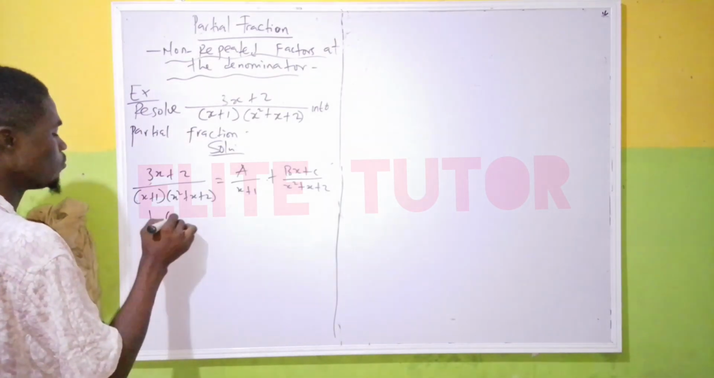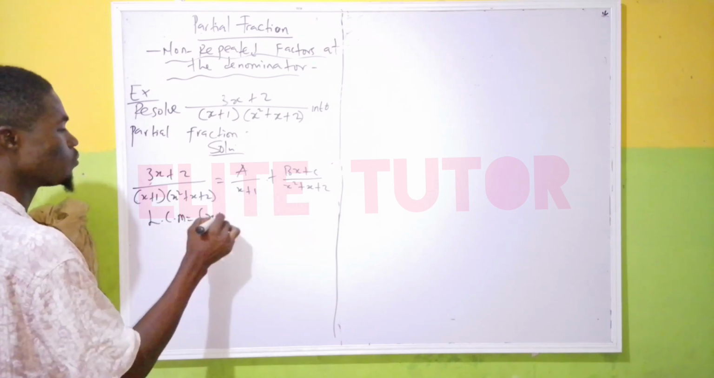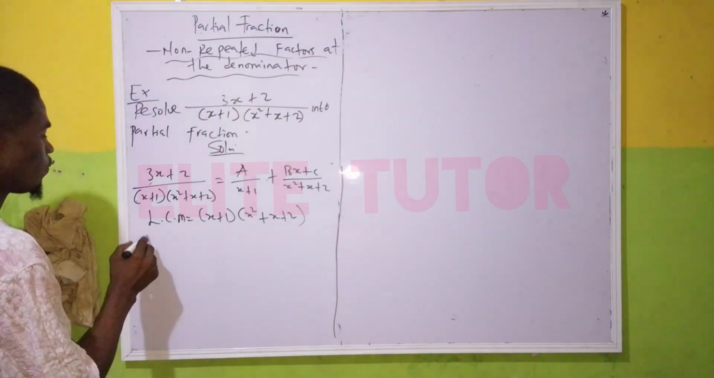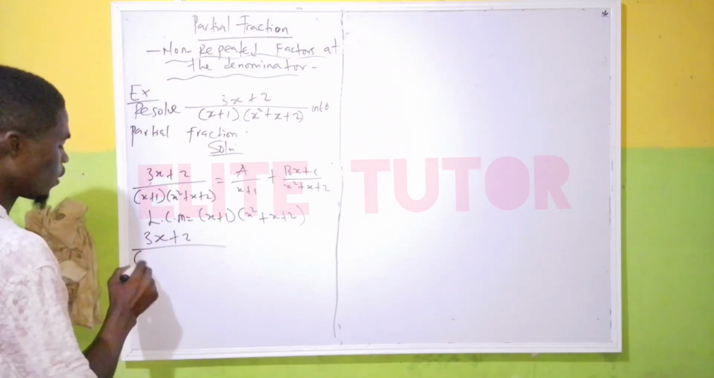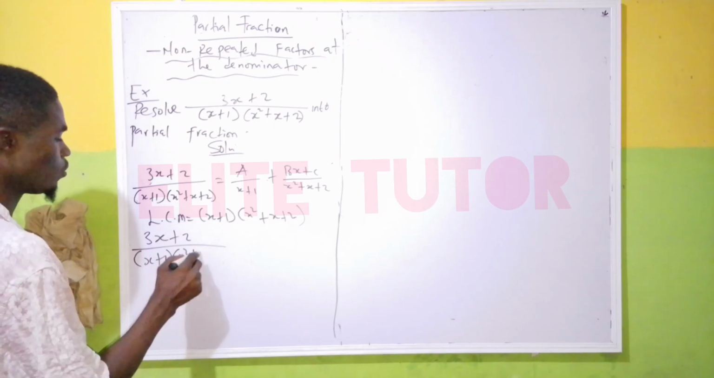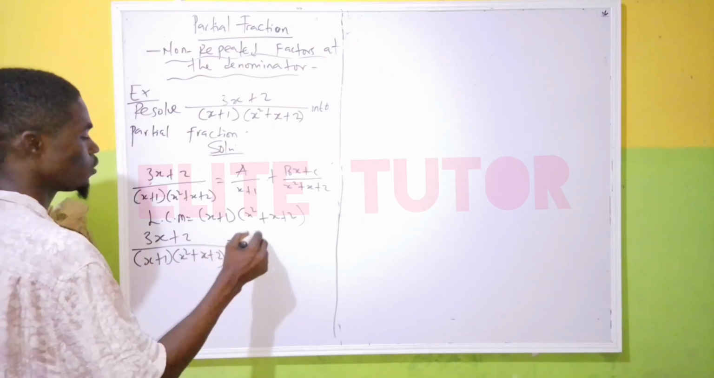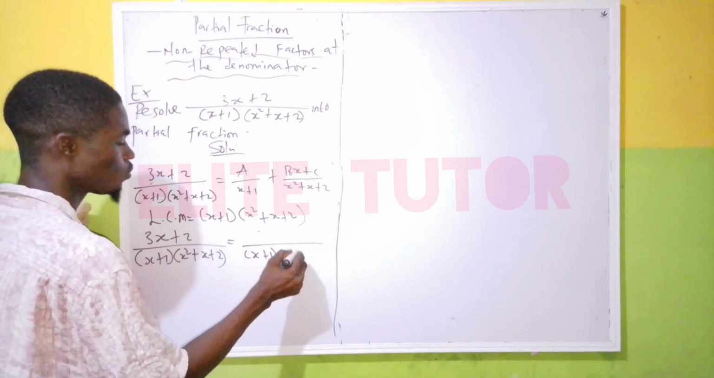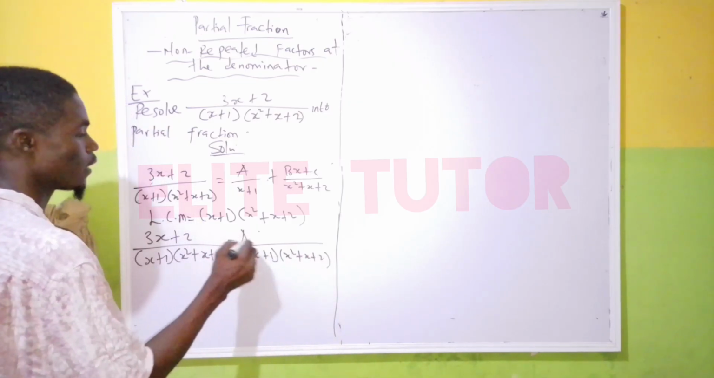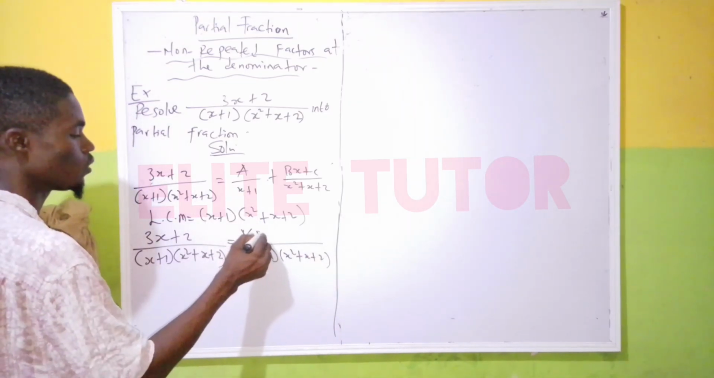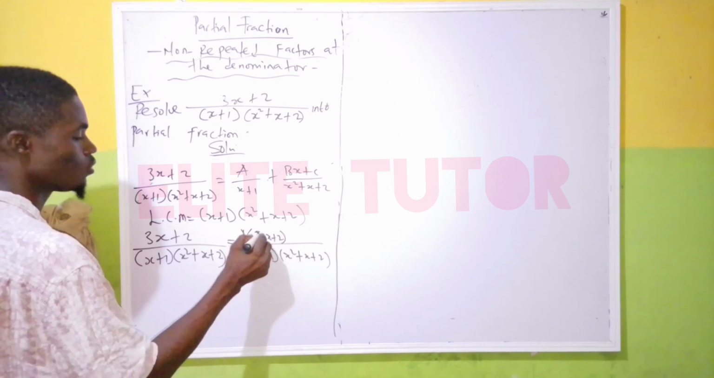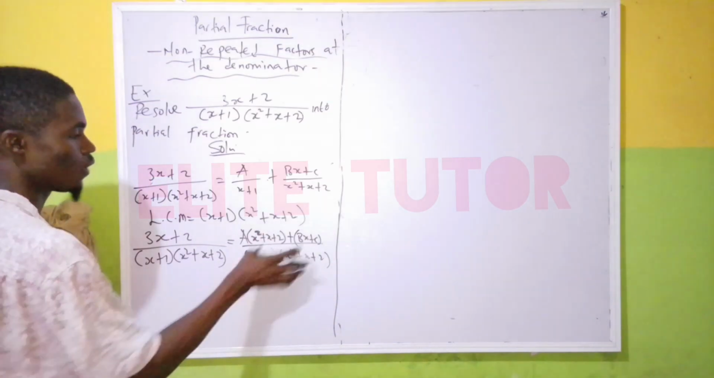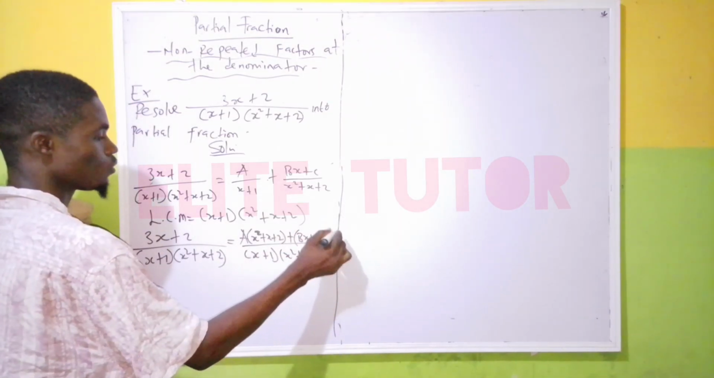So our LCM is what? The product of this and this: (x + 1)(x² + x + 2). Alright, so we are having (3x + 2) over (x + 1)(x² + x + 2) equals our LCM, which is (x + 1)(x² + x + 2). So this one divided gives A into (x² + x + 2), plus (Bx + C) into what? When this one divides this one, we are left with this (x + 1), alright?